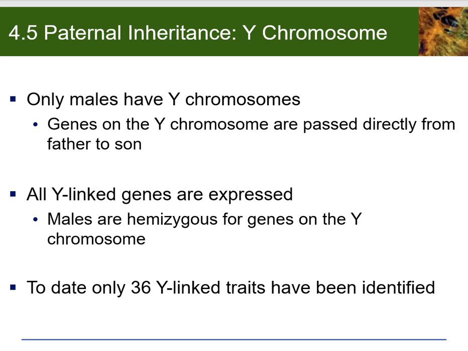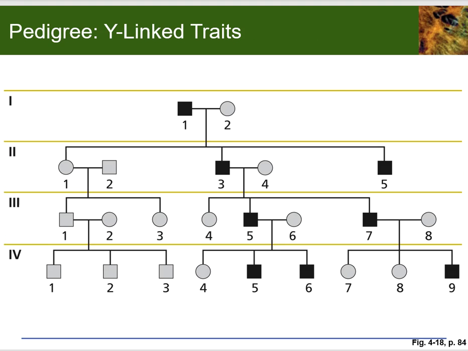Paternal inheritance with the Y chromosome. Only males have Y chromosomes, so genes on the Y chromosome are passed directly from father to son. All Y-linked genes are expressed, so males are hemizygous for genes on the Y chromosome. To date, only 36 Y-linked traits have been identified. So what does a pedigree for Y-linked traits look like? Again, these traits are transmitted from males to all male offspring in each generation.